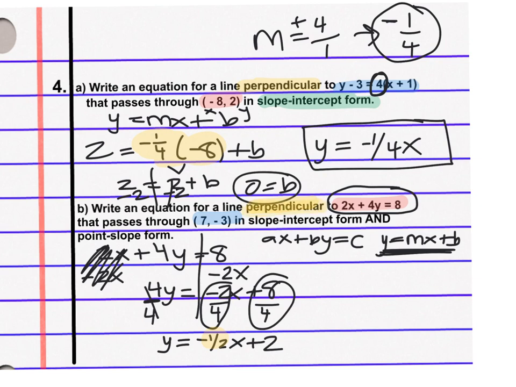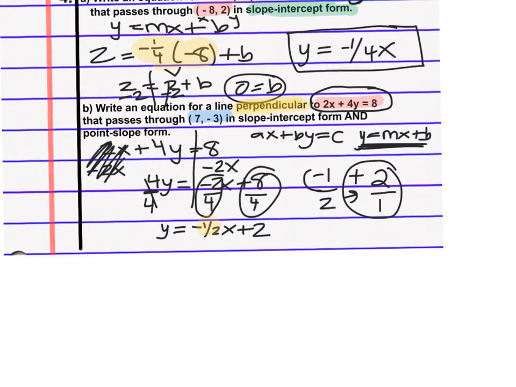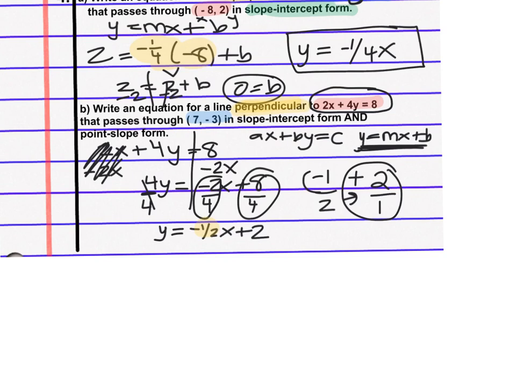But remember, we want something perpendicular. So I'm going to take my slope of negative 1/2 and flip it. The 2 will be on top, the 1 will be on the bottom, and I change the sign. It was negative, now it will be positive. So my new slope is positive 2.